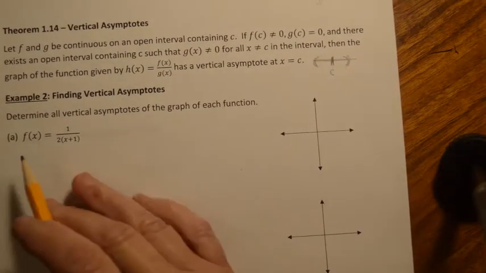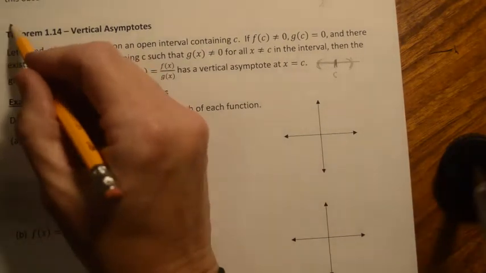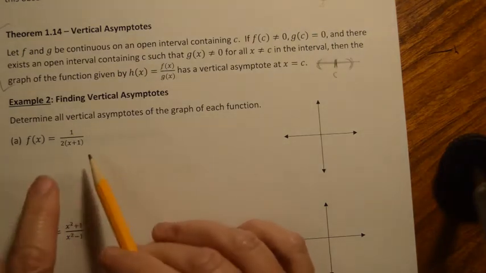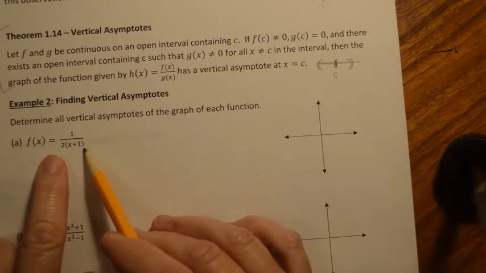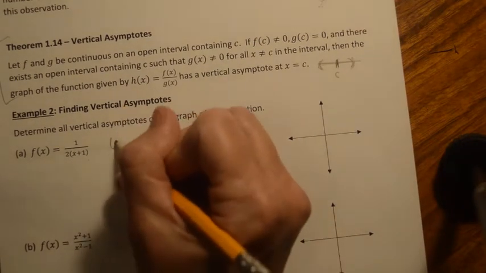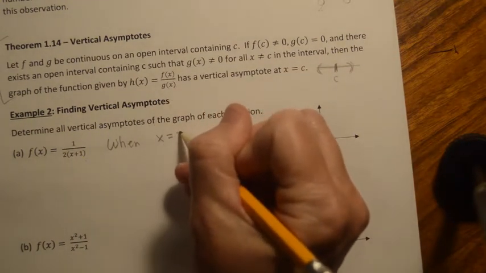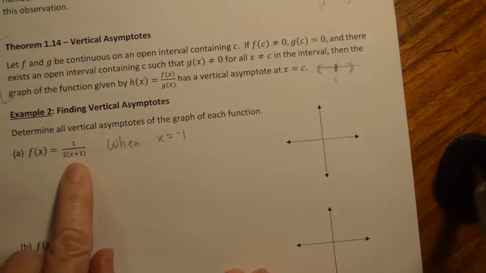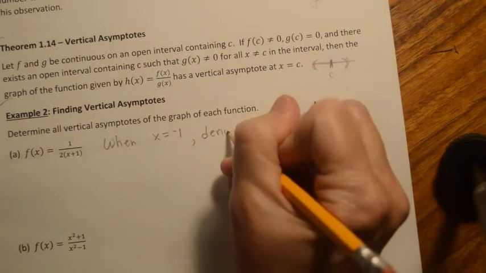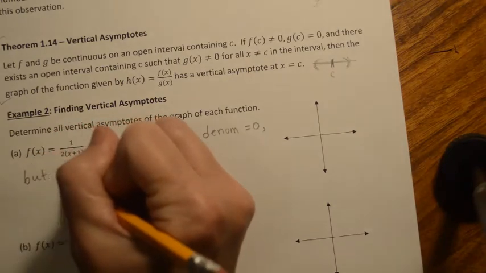All right, so let's find the vertical asymptotes of these functions. So again, according to Theorem 1.4, if we are looking for vertical asymptotes, we're looking for all places where the denominator is 0, but the numerator is not. All right, so we would note here, when x equals -1, again, I'm trying to find places where the denominator is 0. The denominator will equal 0, but the numerator will not.